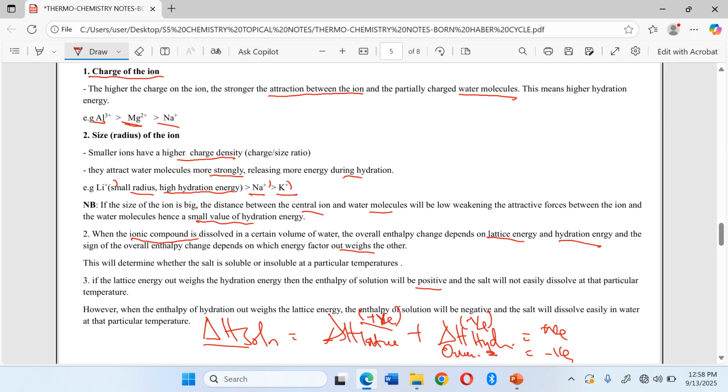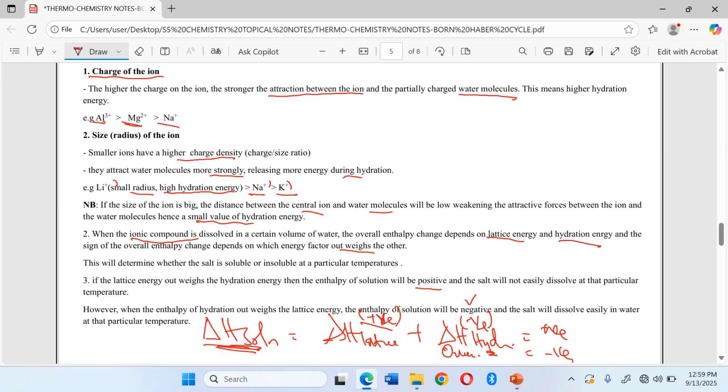So if the overall change is positive, that substance will not dissolve. However, if the enthalpy of hydration outweighs the lattice, the enthalpy of solution will be what? Negative. It will be negative, and the salt will dissolve easily in water at that particular temperature.